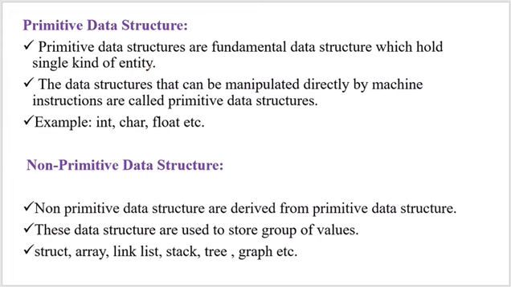Non-primitive data structures are derived from primitive data structures. These data structures are used to store a group of values. Examples: struct, array, linked list, stack, tree, graph, etc. Suppose we want to store the roll number of one student, then we use a primitive data structure like integer type. But if we want to store the roll numbers of multiple students, like 10 students, then we use non-primitive data structures like array.